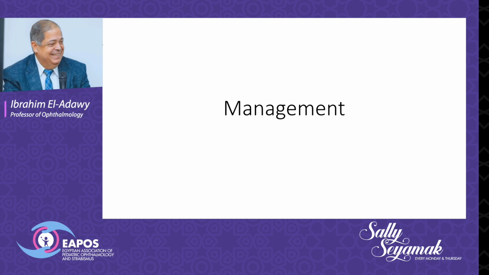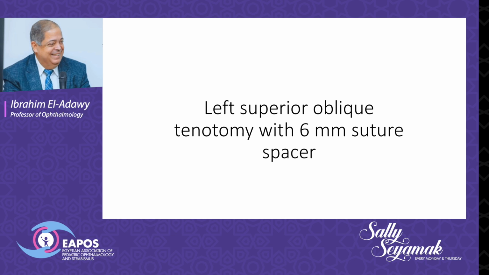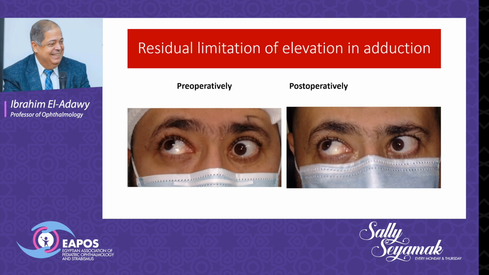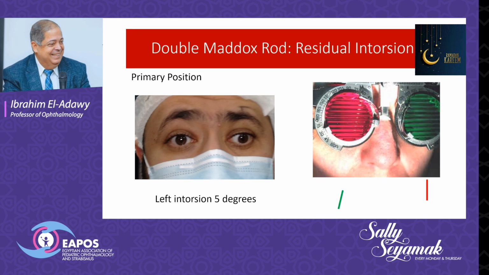As regards the management of such a case, management should be directed to maximally weaken the superior oblique muscle, because the inferior oblique is totally paralyzed. Professor Ahmed weakened the superior oblique conservatively by doing superior oblique tenotomy with 6 mm suture spacer, and he got some good results as regards the hypotropia, but intorsion is still present.